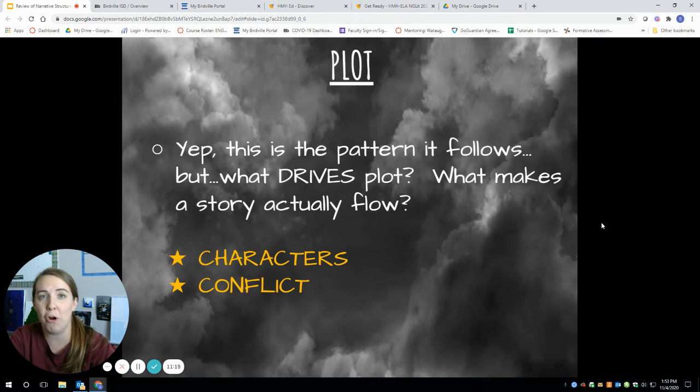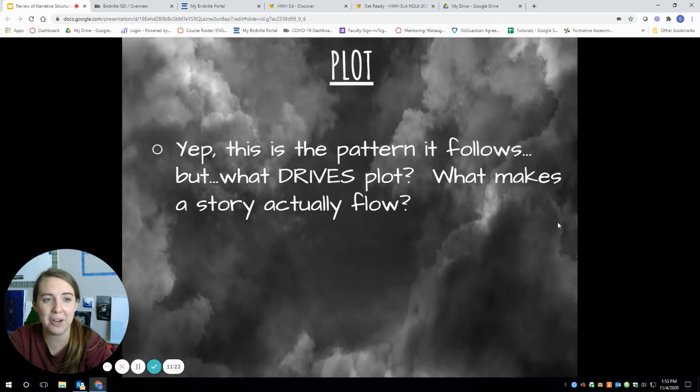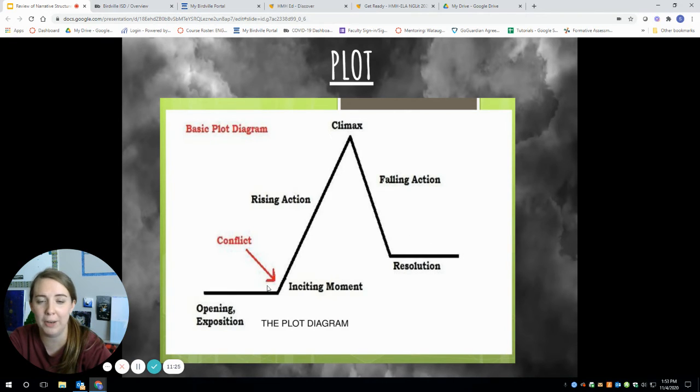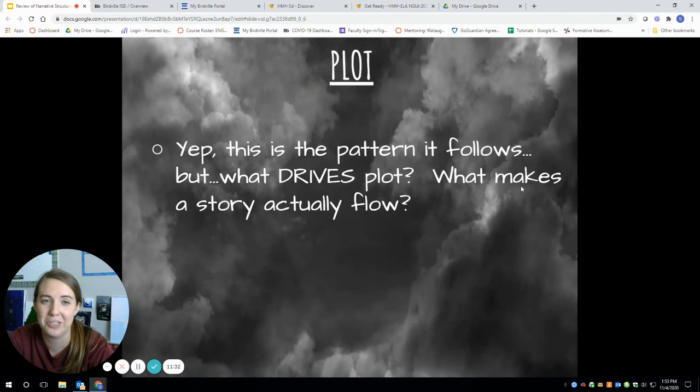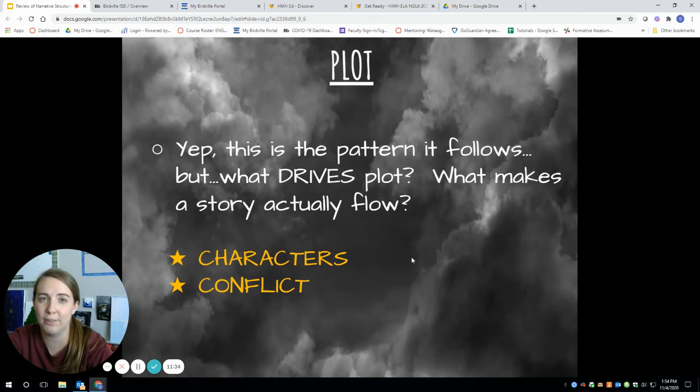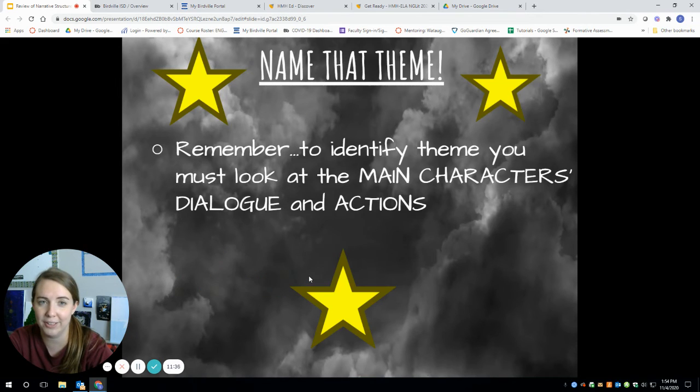Your answers for that are characters and conflict. You could try to make up any story you wanted to, but if you don't have interesting characters and you don't introduce a conflict, you are not going to have a plot. There is no story. So the two most important things that drive plot are characters and conflict.